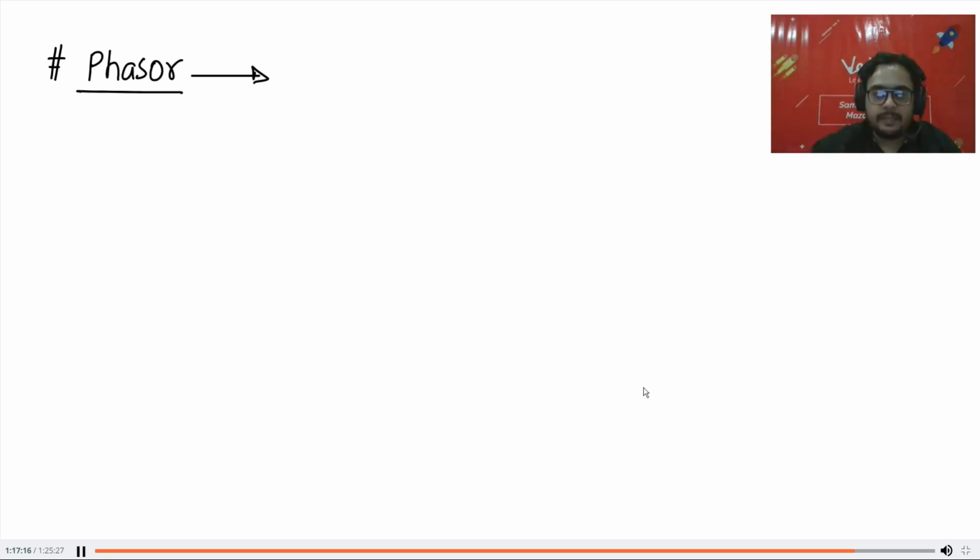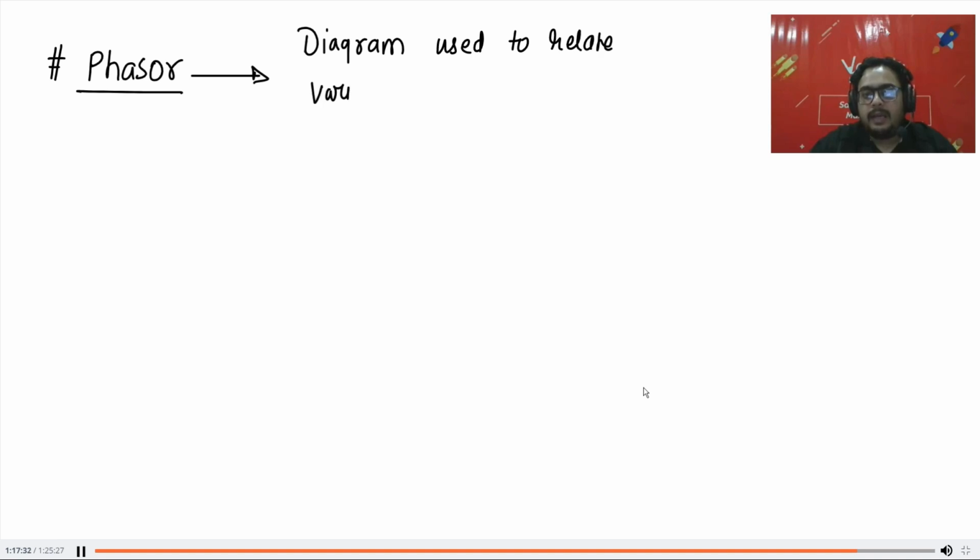So it is a diagram used to relate variable voltage and current using their phase. क्या मतलब हुआ इसका? What is the meaning of this?